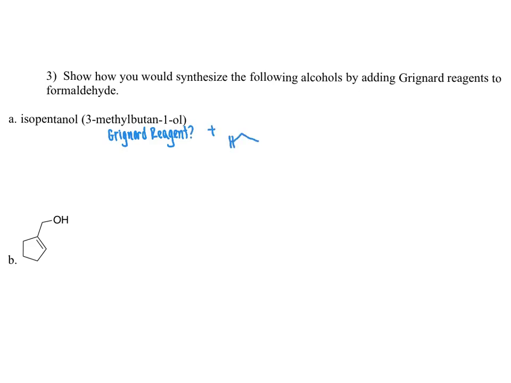Remember, formaldehyde is a 1-carbon aldehyde. It's really useful for synthesizing primary alcohols in these Grignard reactions with aldehyde. So reacting a Grignard reagent with formaldehyde, we want to ask what structure of Grignard reagent can we use here in order for our product of this reaction to be isopentanol. So isopentanol, we need to be able to draw the structure of.